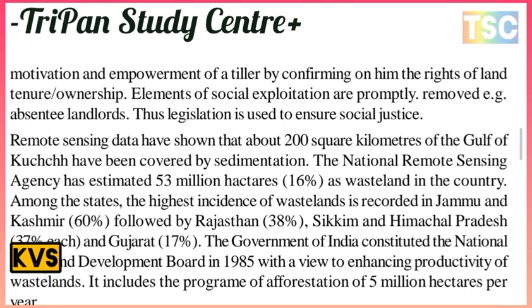That is 60%, followed by Rajasthan at 38%, Sikkim and Himachal Pradesh at 37% each, and Gujarat at 17%. The Government of India constituted the National Wasteland Development Board in 1985 with a view to enhancing the productivity of wasteland. It includes programs of afforestation of 5 million hectares per year.